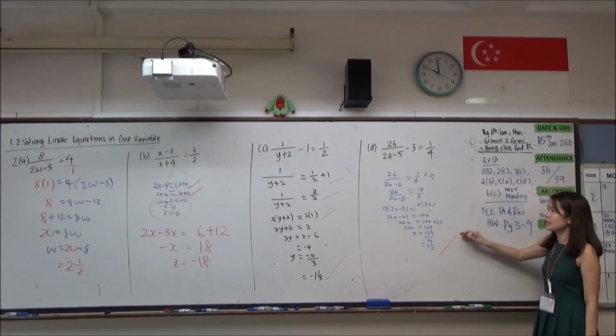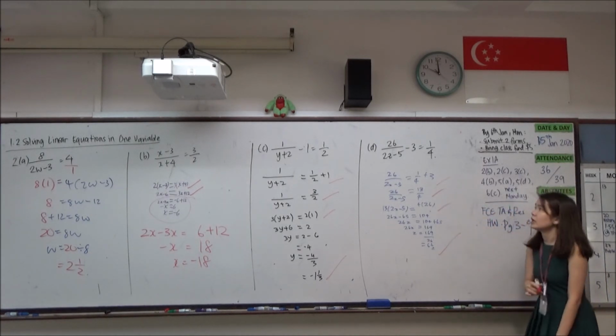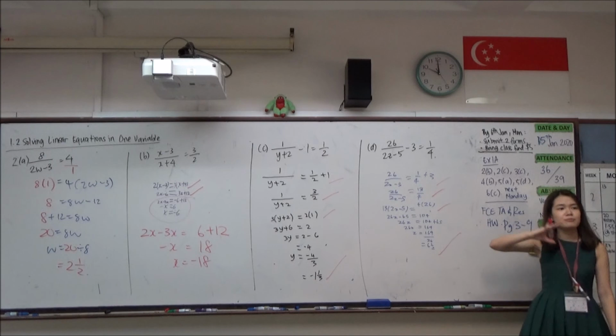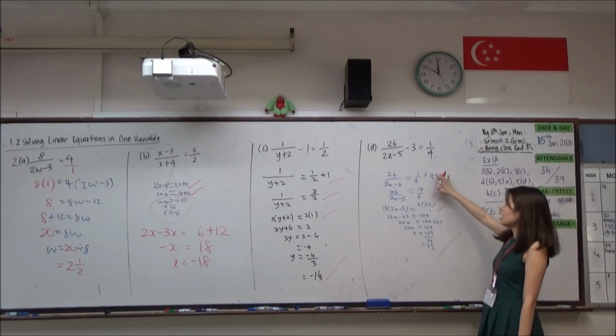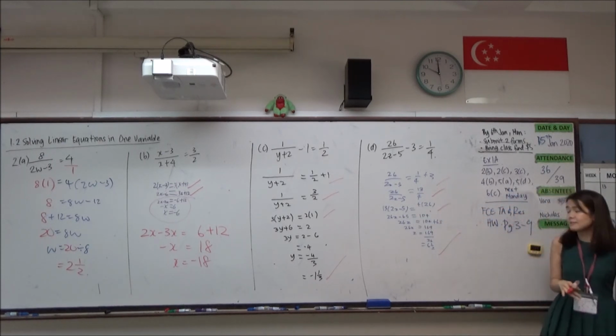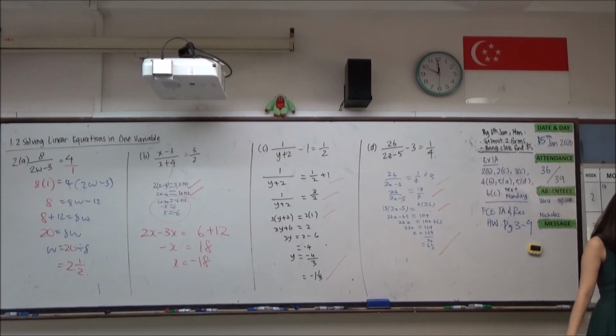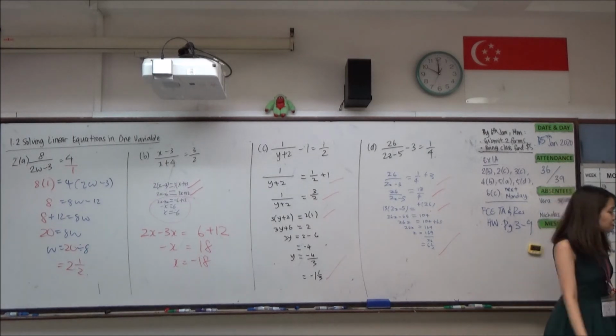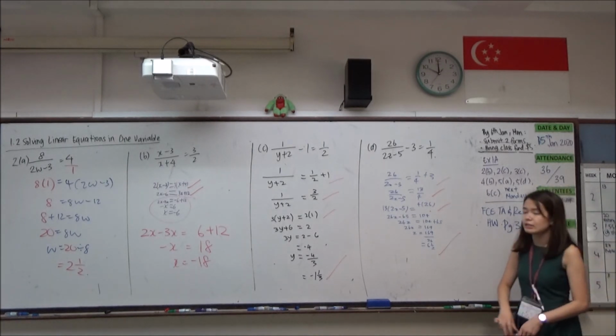Part D also perfectly done. Okay, same thing, negative 3, bring it to the right. Okay, and then after that you expand, simplify, and solve. Okay. Any questions? Right, if not, we will continue with the next lesson.